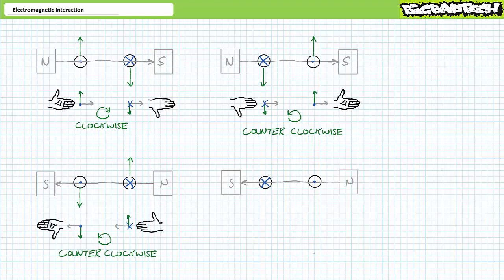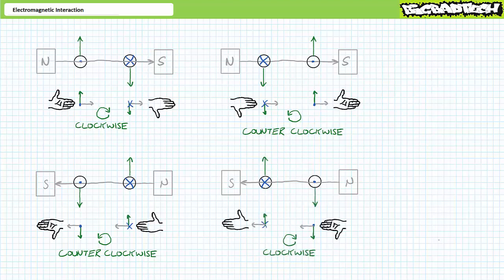For the third scenario, an application of the left-hand motor rule demonstrates the left conductor will be forced downward and the right one will be forced upward, such that the loop will be torqued counterclockwise as the electromagnet magnetic field seeks alignment with the external magnetic field.